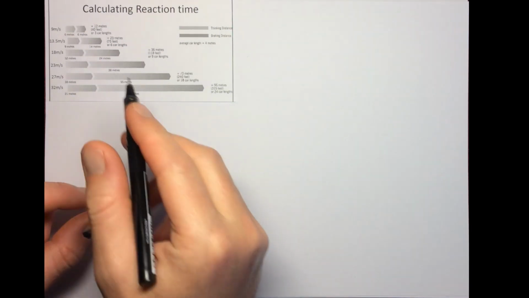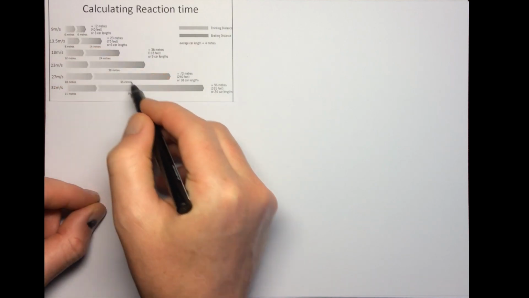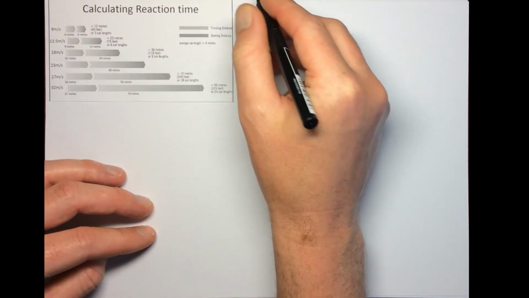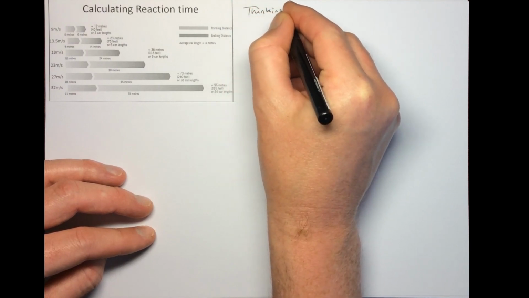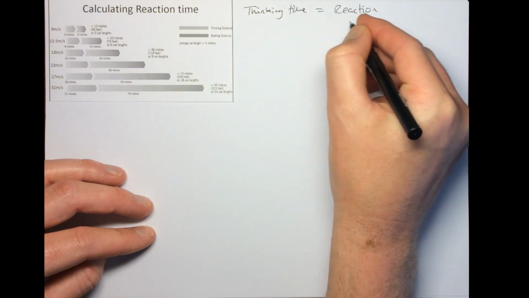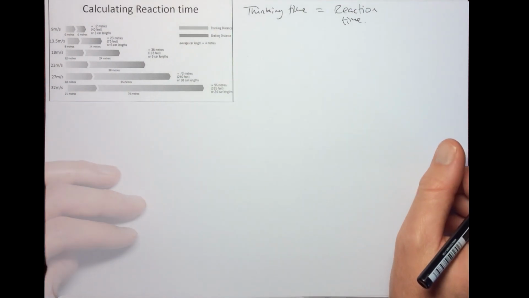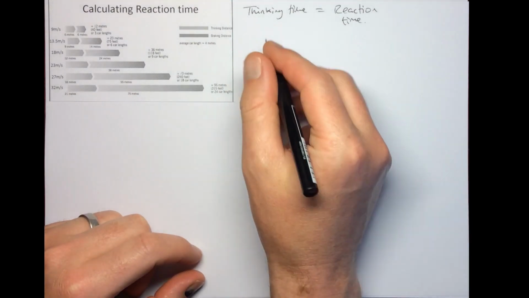Okay, so in this video we've again got the data for thinking distance, braking distance and stopping distance here. But what I want to do now is show you how to calculate the reaction time or the thinking time. So remember, the thinking time equals the reaction time. They are the same thing. There's no difference. Now, what we need to be doing here then is this. We're going to calculate the reaction time or the thinking time.